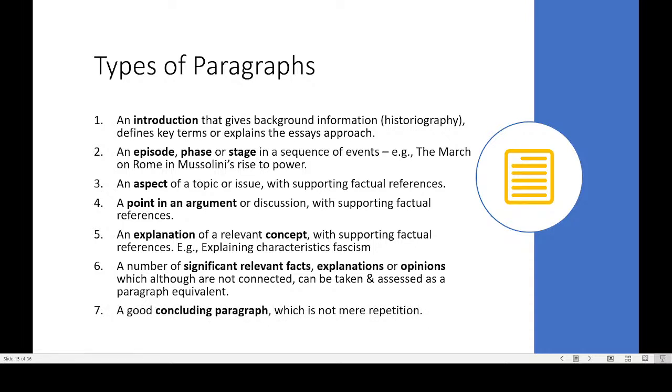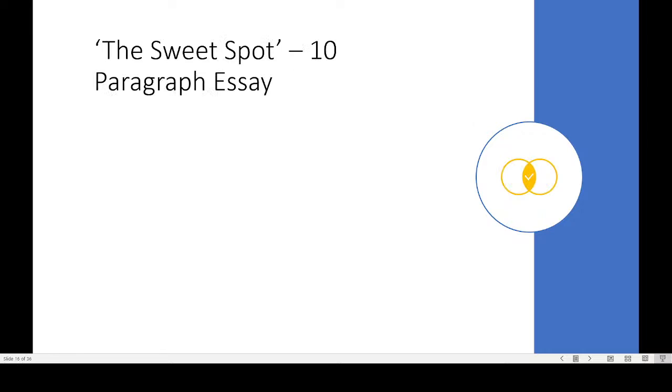And then finally, a good concluding paragraph, which is not mere repetition. In our concluding paragraph, we're going to have to draw or reach a conclusion, and that's really important to understand. Okay, the sweet spot. The 10 paragraph essay is where we're going to put all of our focus for every Leaving Cert history essay that we write. And we're going to go through why we're looking to do that.